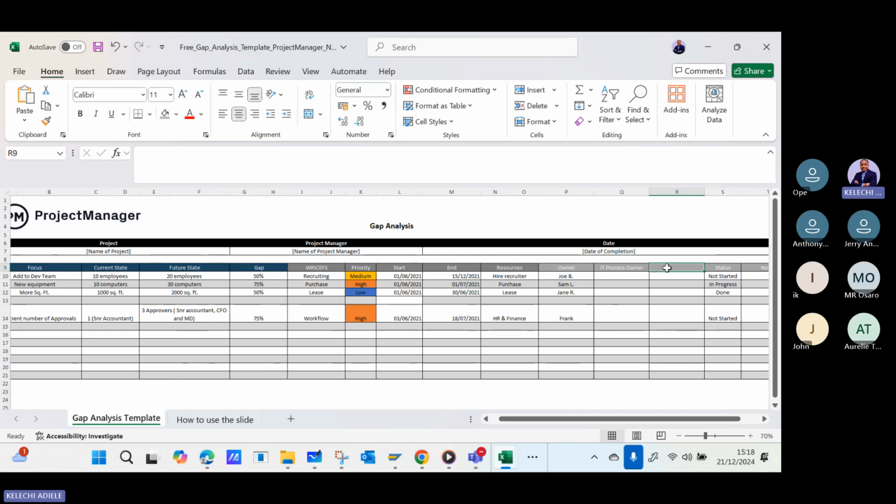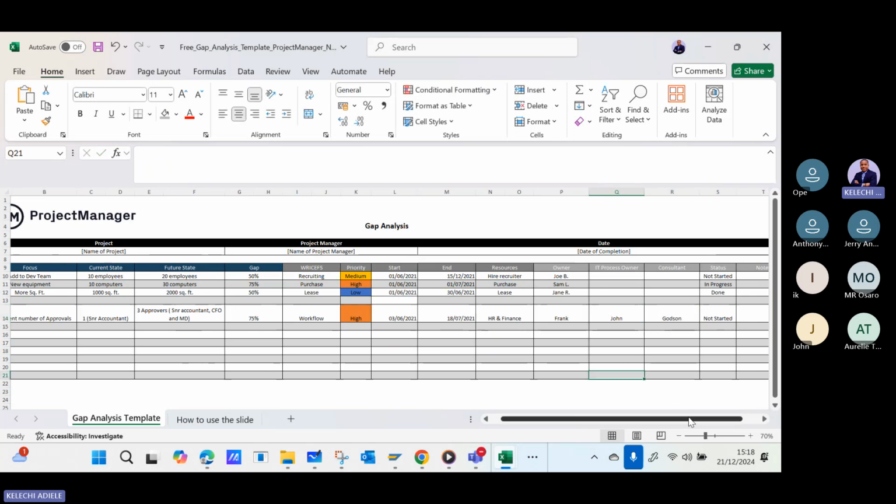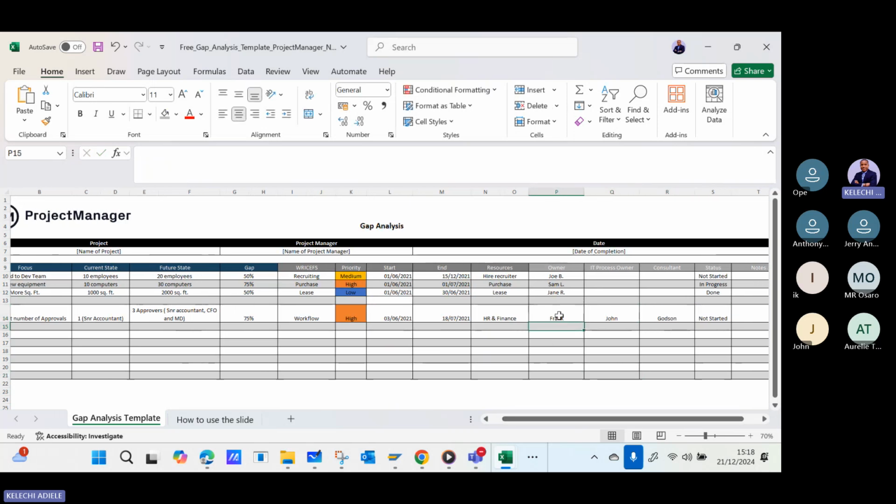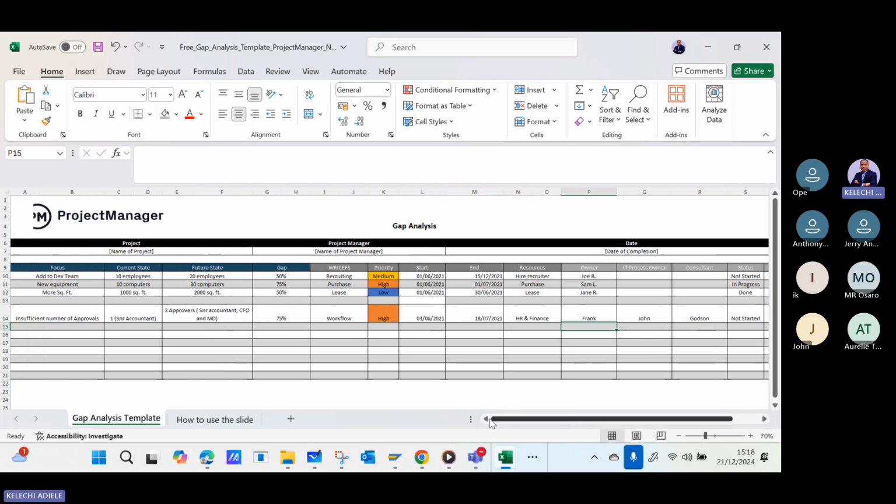Here you say consultant. The consultant who should be involved. So here for the technical team, the person will be John. The person that will also be supporting you on the consultant side. And why you need to document this is you need to know who to go and meet to be able to close this gap.